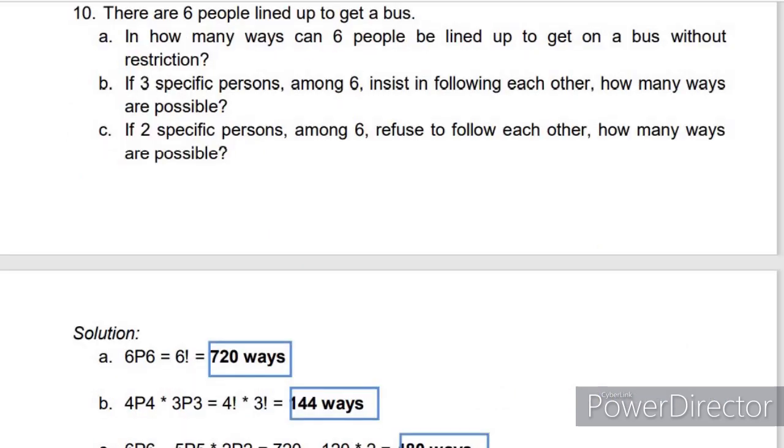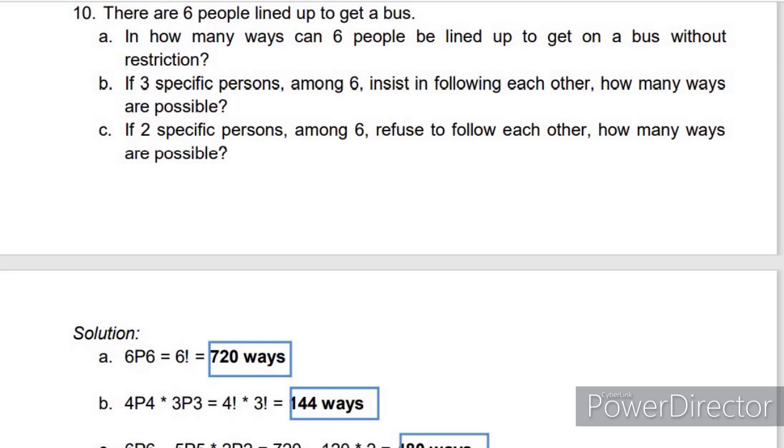Okay, so number 10. There are 6 people lined up to get on a bus. Letter A. In how many ways can 6 people be lined up to get on a bus without restriction? Without restriction means that repetition is allowed. So we will use permutation with repetition. So 6 permutation 6 is equal to 6 factorial, which is equal to 720 ways.